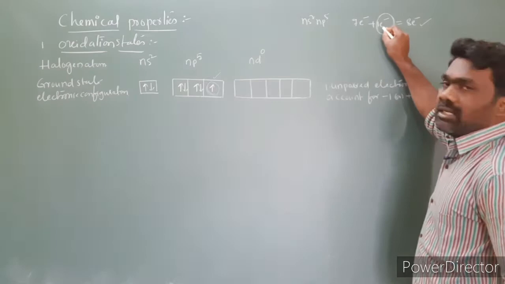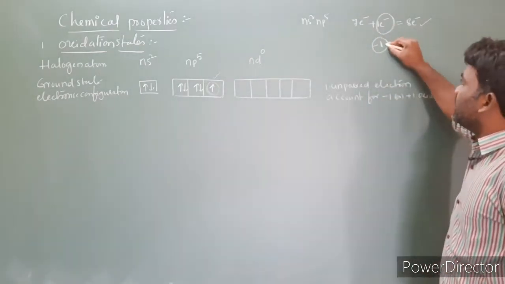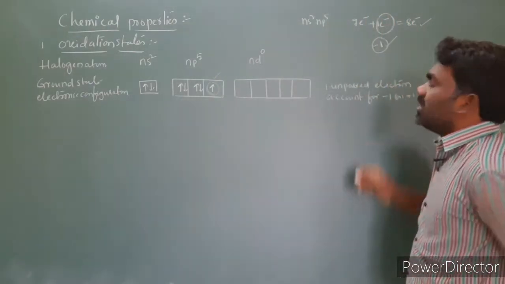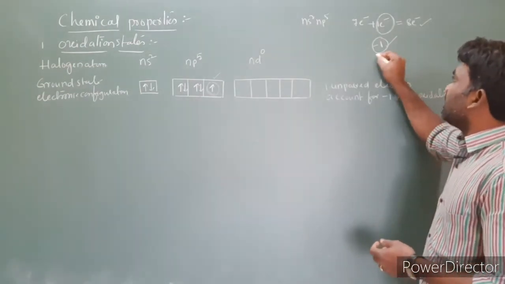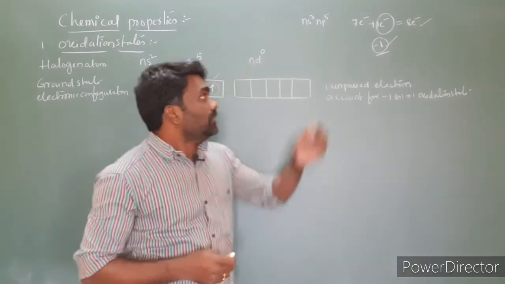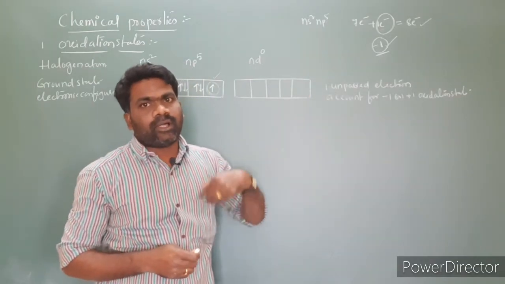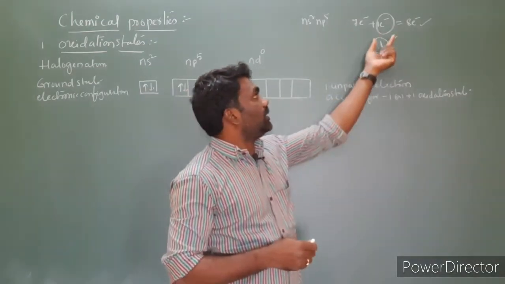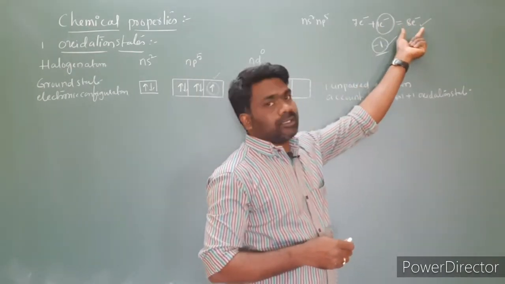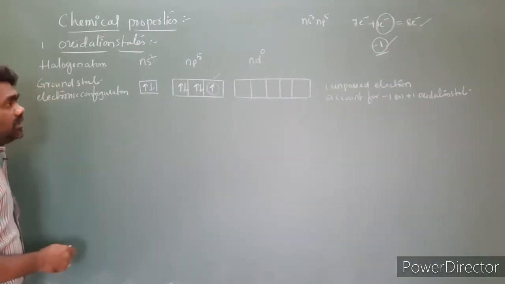So they will gain one electron. Gaining one electron gives one negative charge. So all these elements gain one electron to reach octet configuration, and as a result all these elements exhibit the -1 oxidation state. The total number of electrons becomes 7 plus 1, 8 electrons. This is the first one.